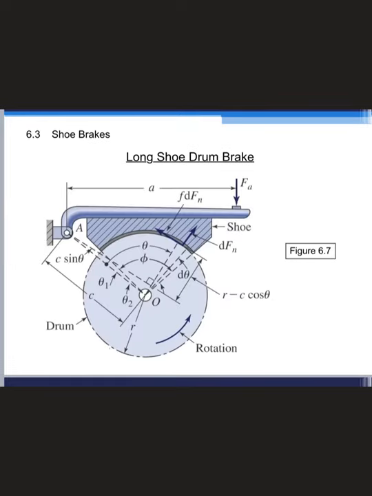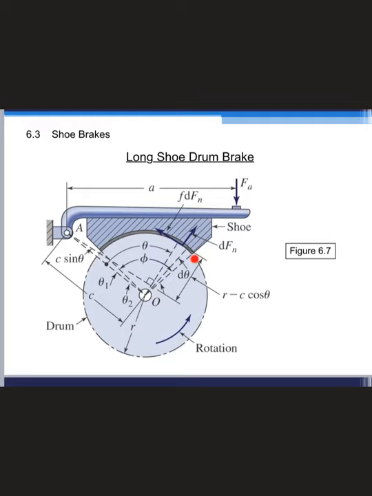In this figure, we can see the value of R, which is the radius of the drum, and then we can see the value of C. C is the distance from fulcrum point A to the center of the drum. Then we have the angle of contact here, so this theta is our angle of contact. The angle of contact is the angle between where the long shoe and the drum start to contact until the end of the contact here.